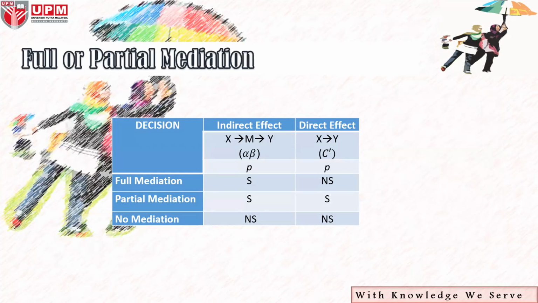Okay, this is full or partial mediation, same as in Baron and Kenny. We have three options: either full mediation, partial mediation, or no mediation. We refer to the results for the indirect effect and direct effect. Okay, A, B, C prime. Ini saja yang kita nak. Path A, B and C prime.